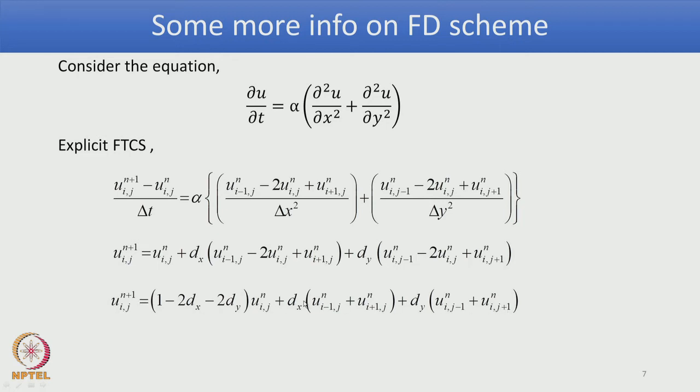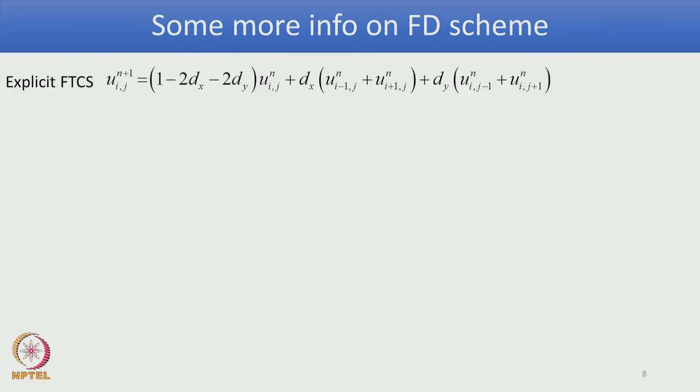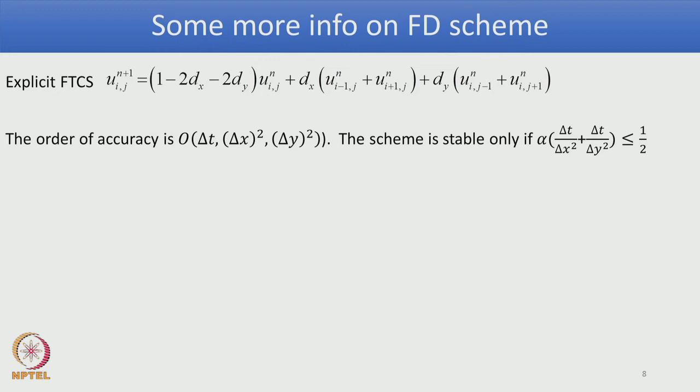So, this is the way you rearrange and write for coding purpose, and dx is explained as alpha times delta t by del x squared. Similarly, dy is explained as alpha times delta t by del y squared. Now, let us look at this in a little more detail. The order of accuracy for this scheme is delta t in time and del x squared and del y squared for the 2 different spatial directions.